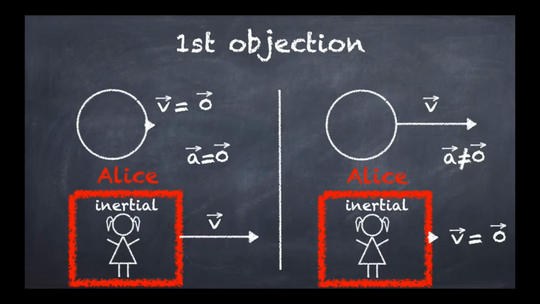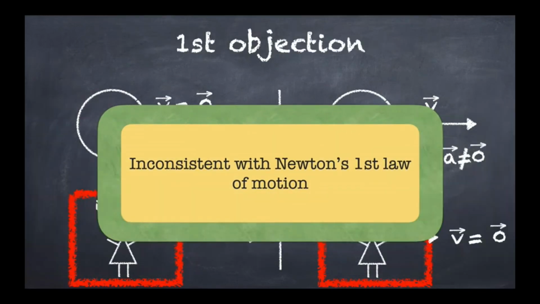Now, on the other hand, you had Alice from the past, who observed that there was, in fact, a forward acceleration, if initially there was a velocity for the actual object. But the problem here is that we've got two inertial observers who are witnessing two different acceleration states, and that's actually impossible according to Newton's first law of motion.